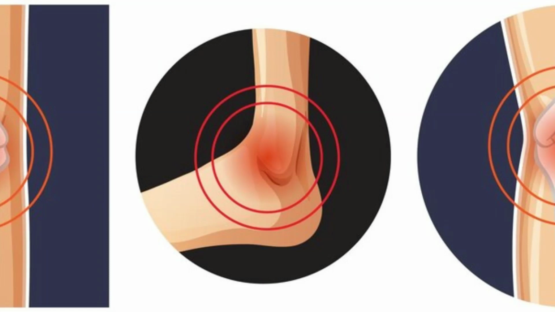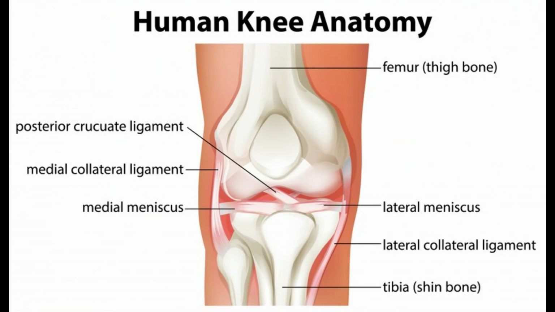Magnetic resonance imaging, MRI. An MRI uses radio waves and a strong magnetic field to create detailed images of bones and soft tissues. An MRI is not commonly needed to diagnose arthritis, but it can provide more information in complex cases. Lab tests. Blood and joint fluid can help us to make a diagnosis.